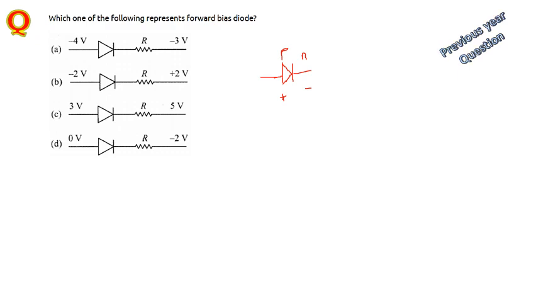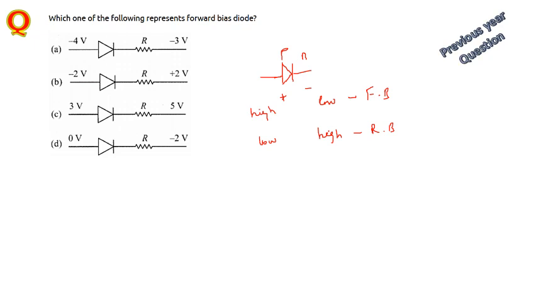In a positive terminal, if this is high potential when compared to the n type of semiconductor, this is low potential here. Hope you know this one. For this one, this is forward bias. If a negative terminal is given a high potential when compared to the p type of semiconductor, that is low potential, this is called reverse bias.